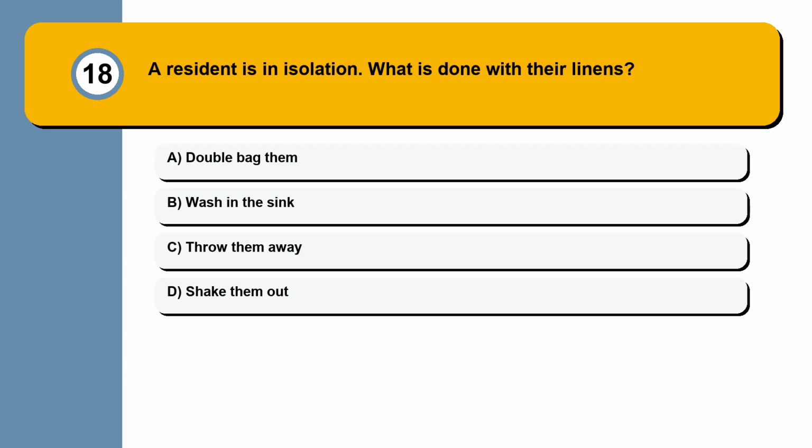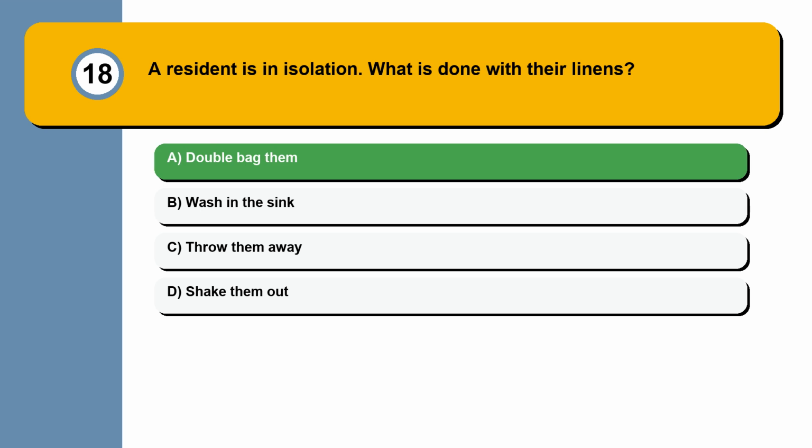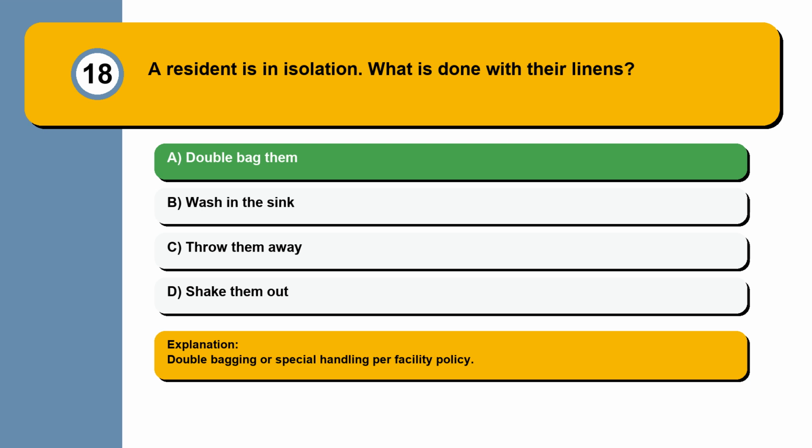Question 18. A resident is in isolation. What is done with their linens? Double bag them. Wash in the sink. Throw them away. Shake them out. Double bagging or special handling per facility policy.